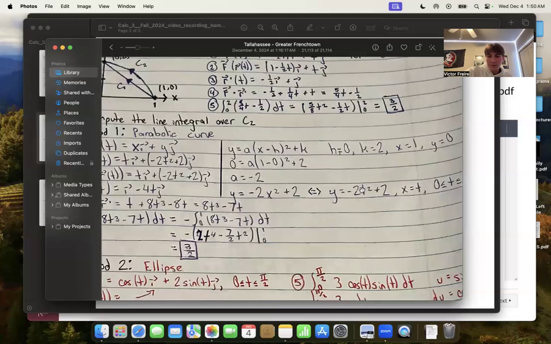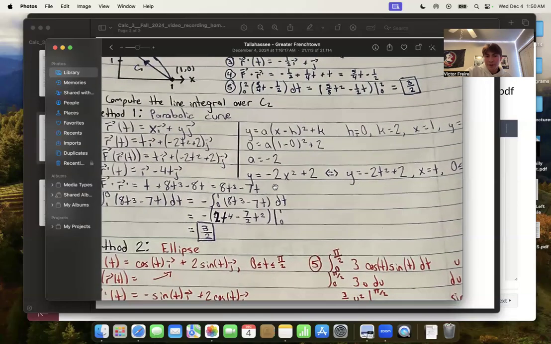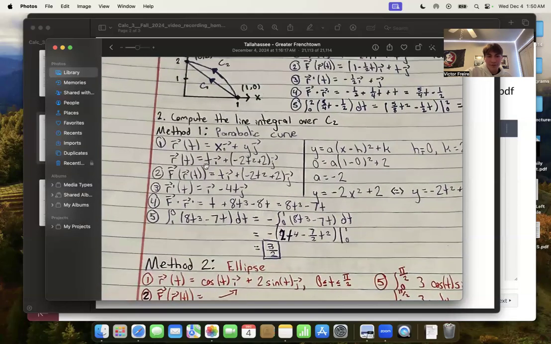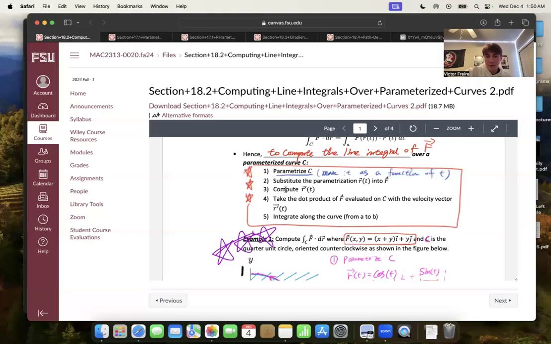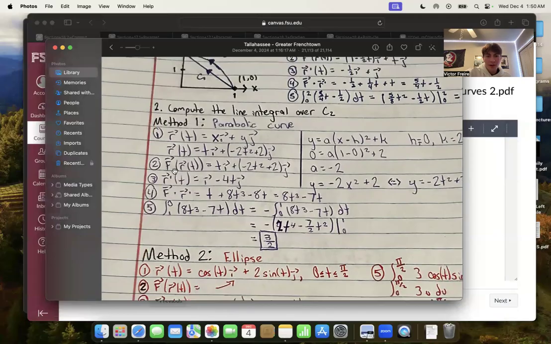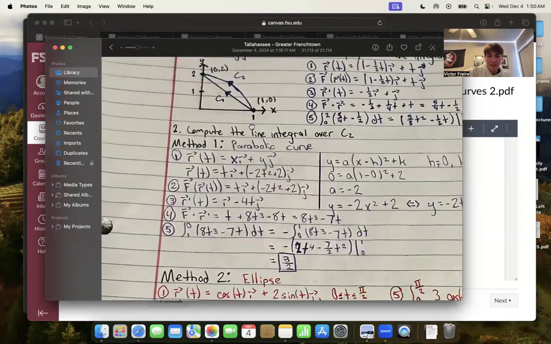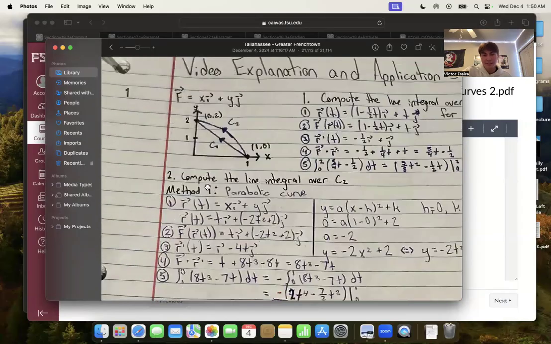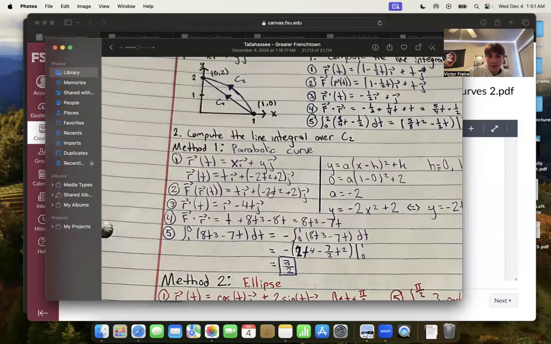So now that we have our x component and our y component, we're going to put that into our position vector right here. So we get r(t) equals t i plus (-2t squared plus 2) j. And then step 2, as we know from before, is to find F of r(t). We know once again, same as the first problem, it's going to be the same as r(t) because in this situation, F is just x i plus y j. So we can just copy paste right here.